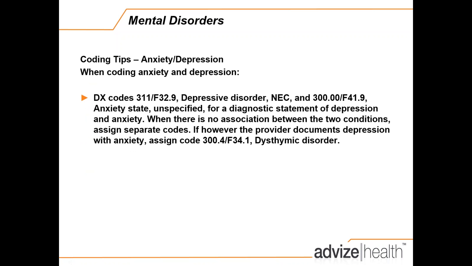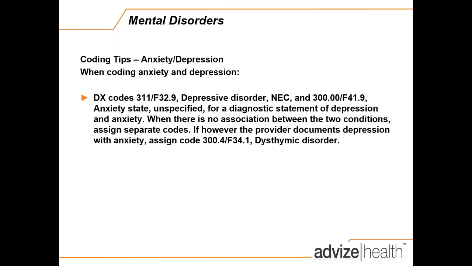Diagnosis code F32.9, depressive disorder, and F41.9, anxiety state, unspecified, for a diagnostic statement of depression and anxiety. So we all know they're separate if they're documented separate. If they're together, then we code them together. Okay? Where there's no association between the two conditions, we assign them separately. If, however, the provider documents them both, we code them together.